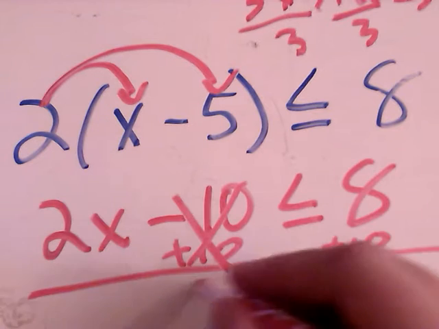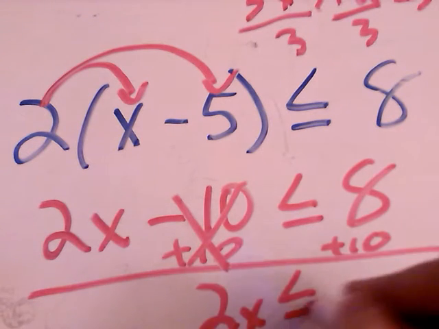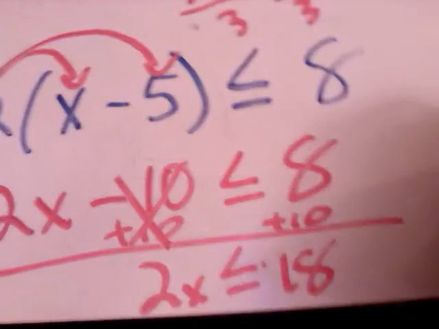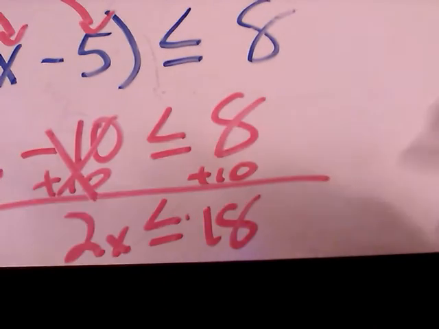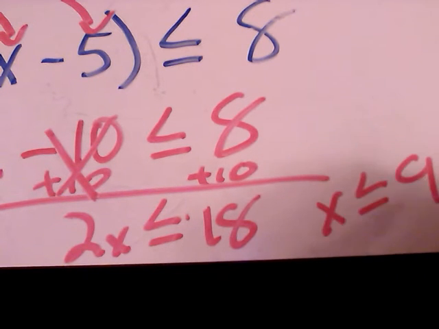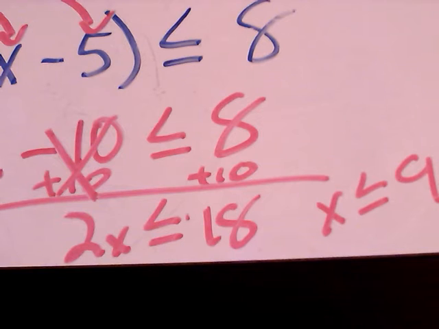This gets canceled out. I'm left with that 2x on the left side, and we keep the less than or equal to, and then 18. We have 2x is less than or equal to 18. I divide it by 2, and I get x is less than or equal to 9. So there we go.